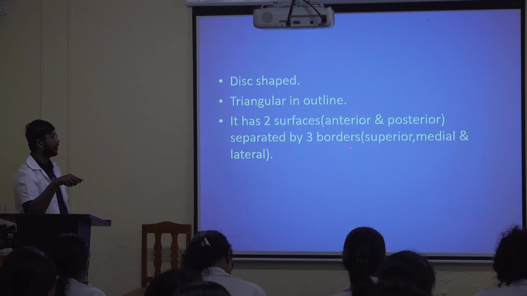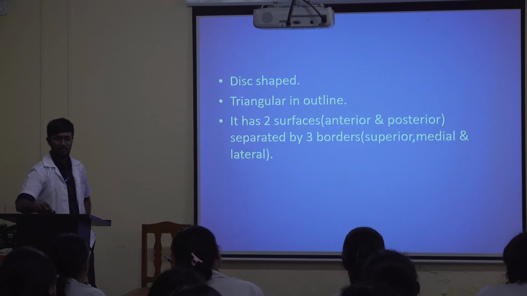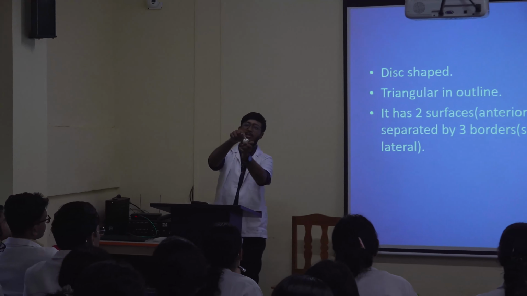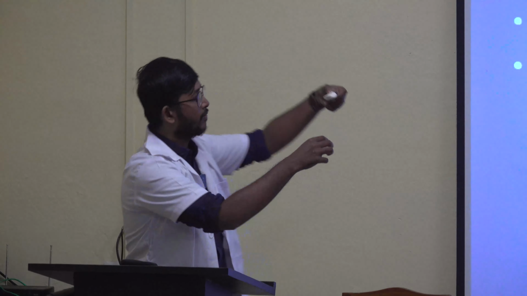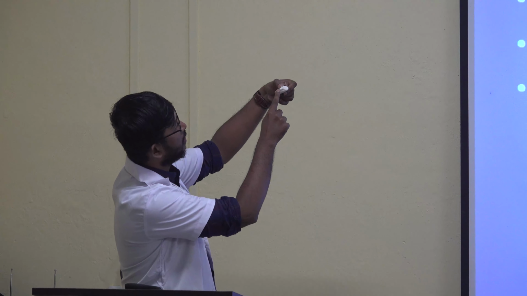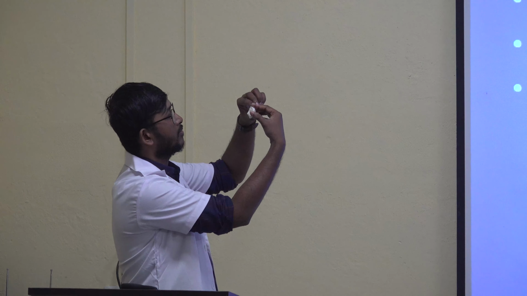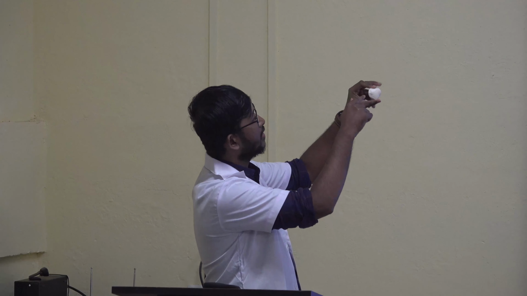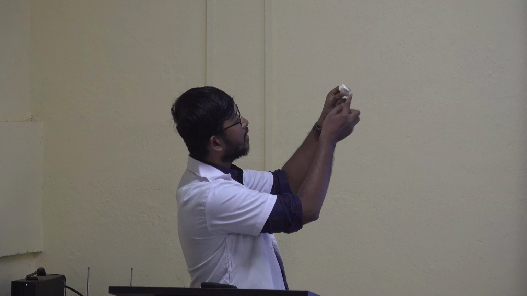borders: superior, medial, and lateral. See, this is the superior border. This border is the superior border. And this is the medial side, so this is the medial border. And this is the lateral border. So superior border, medial border, lateral border, dividing the patella into anterior surface and posterior surface.